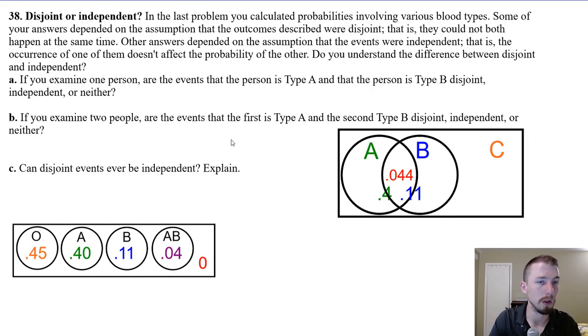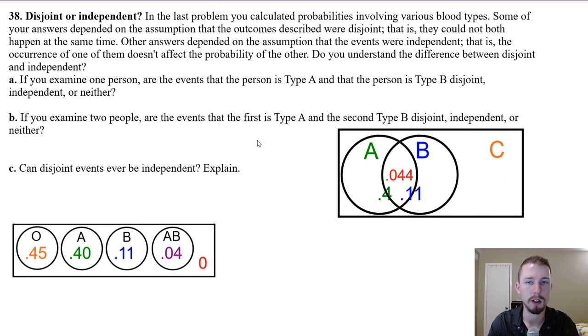38, disjoint or independent. In the last problem, you calculated the probabilities involving various blood types. Some of your answers depend on the assumption that the outcomes were disjoint. That is, that they could not both happen at the same time, or in other words, their intersection was empty. The probability of the intersection of both of them happening, event A and event B, would be 0, because you can't have type A and type B blood.